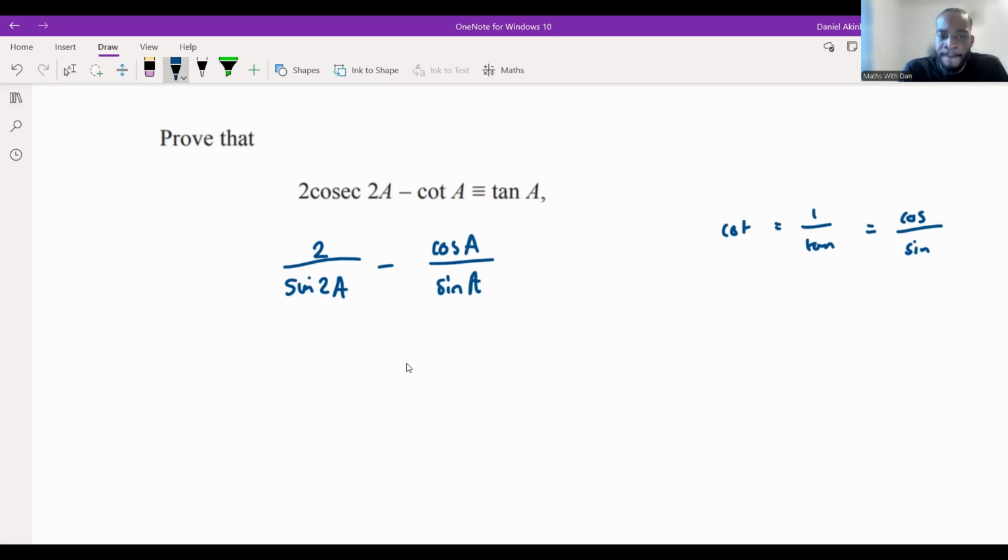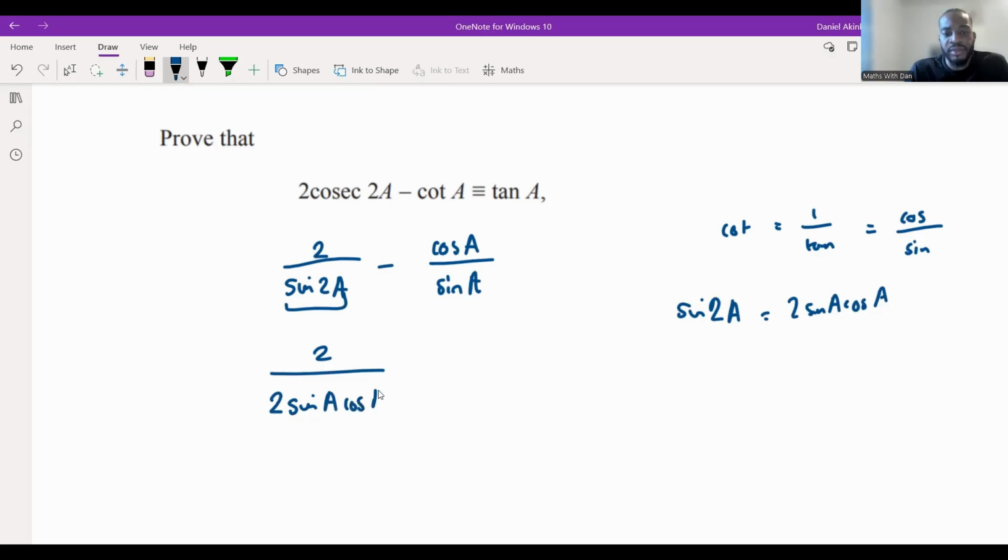So I'm here, right? What do I do from here, guys? Any other identities that come to mind? Fantastic, the double angle, sine 2A. What is sine 2A equal to, guys? Well done. 2 sine A cos A. So I get that there. And then now I can say this is 2 over 2 sine A cos A, like that, minus cos A over sine A.